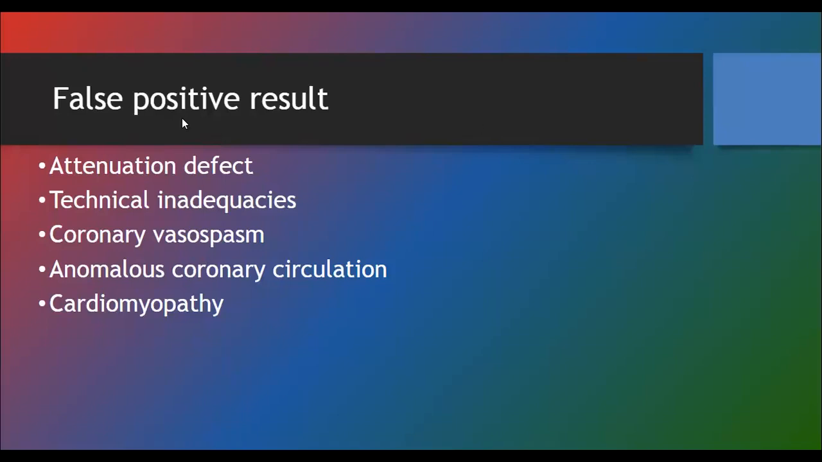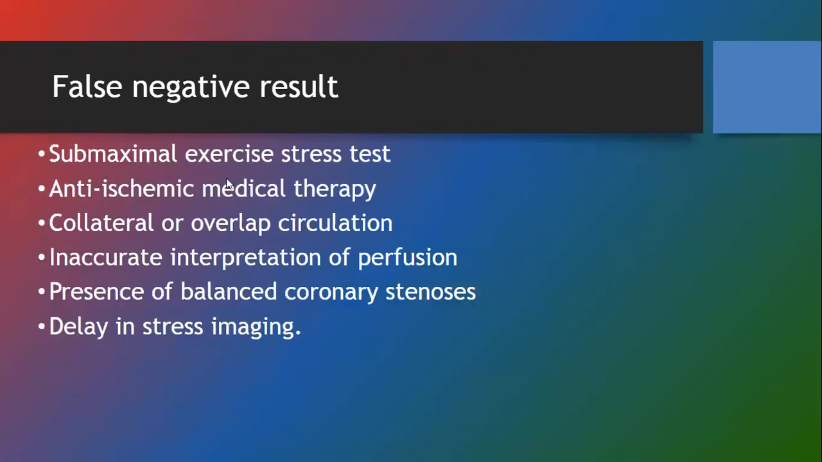And it can be false negative as well when the stress is not given adequately, as discussed by Dr. Zahid. If the patient is initially asked to exercise but is not able to achieve the age-predicted heart rate, then shift to a pharmacological one. If the patient is already on anti-ischemic medical therapy, or has good collateral circulation, then you will have false negative results. Presence of balanced coronary stenosis.